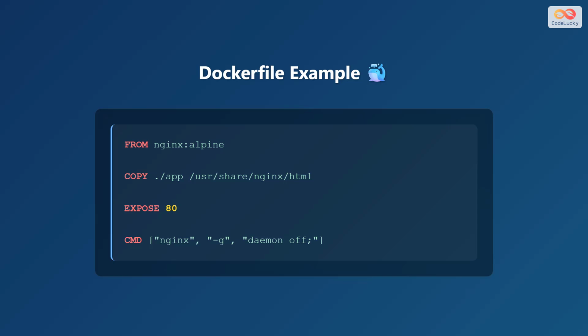Here's an example of how to use the EXPOSE instruction in a Dockerfile. First, FROM nginx:alpine. Then, COPY ./app to /usr/share/nginx/html. Then EXPOSE 80. And then CMD nginx -g daemon off.